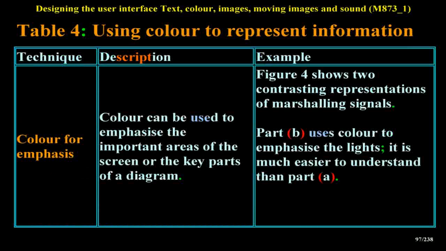Color can be used to emphasize the important areas of the screen or the key parts of a diagram. Figure 4 shows two contrasting representations of marshalling signals. Part B uses color to emphasize the lights. It is much easier to understand than Part A.